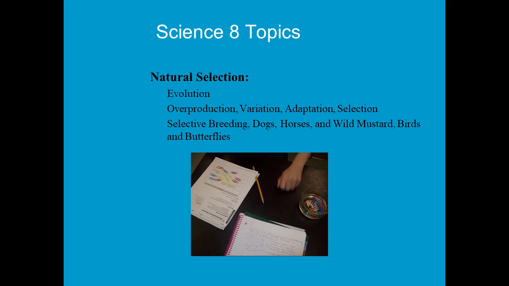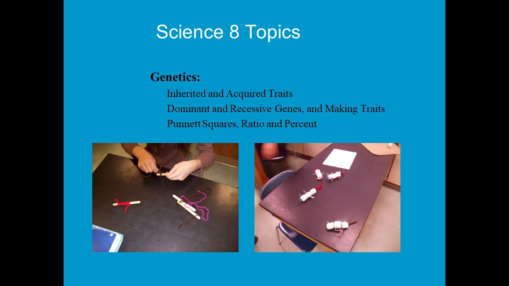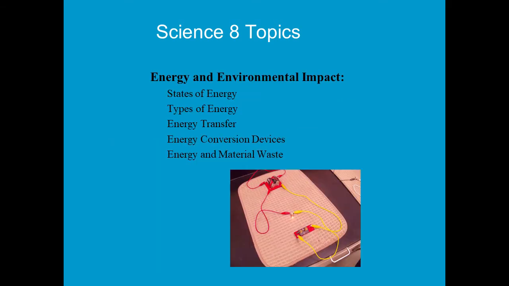Natural selection and evolution is done here. And genetics. We talk about inherited and acquired traits, dominant recessive genes. Although we don't talk a lot about DNA, DNA is talked more about in biology class next year, 10th grade. There's some energy, states of energy, types of energy, and environmental impacts. Quite a lot of discussions about how we maybe can go to green energy away from our current energy sources that might be more pollutant.